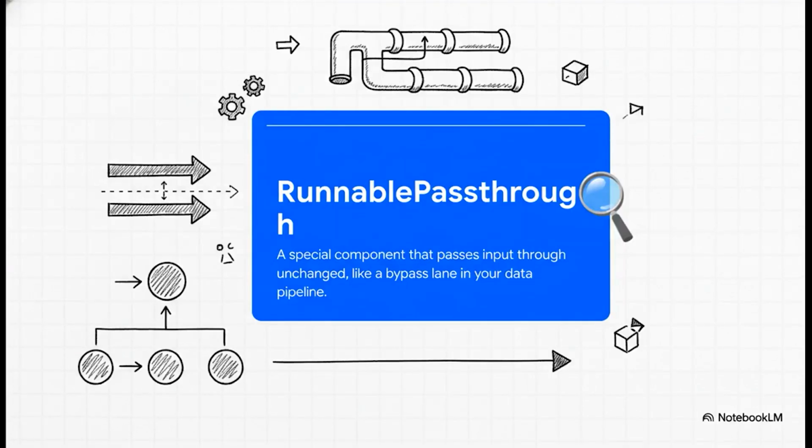This is where LCEL gives you some special tools called runnables. The first one is a lifesaver, RunnablePassthrough. It does exactly what it sounds like. It just lets the input pass straight through, completely untouched. Think of it like an express lane for your data. It's perfect for making sure that original question gets preserved for a later step in the chain.